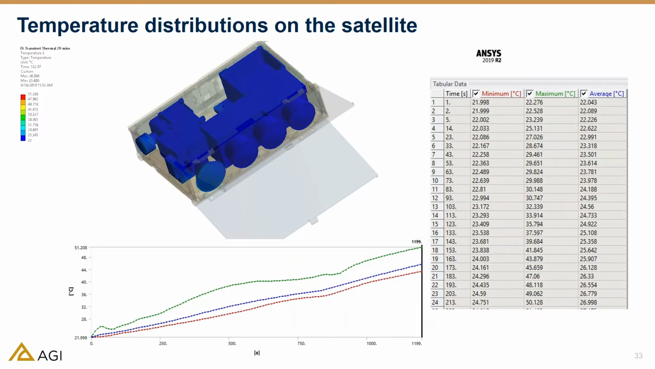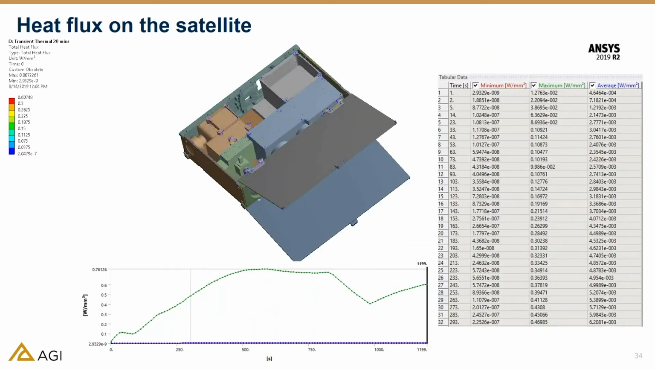This slide shows the temperature distribution within the satellite changing with time. As you can see, at different time points, the temperature will change. This slide shows the heat flux in the satellite during the simulated period of time. This is also the heat flux at different areas of the satellite changing with time.